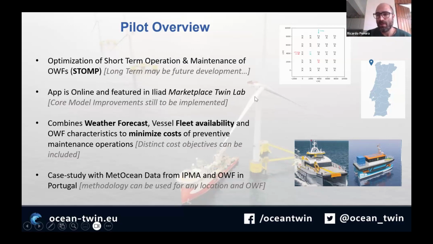In terms of development stage, let's say, the application is online and is featured in the Iliad Marketplace Twin Lab, even though core model improvements are still being implemented. As you know, as a scientist, it's a never-ending task. Now, how do we do this optimization?